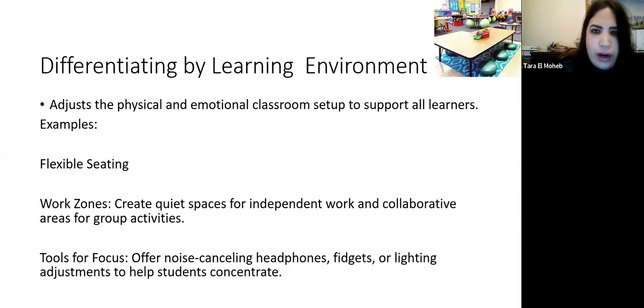Differentiate by learning environment. Adjust the physical and emotional classroom setup to support all learners. So we should make the physical as well as the emotional, because we cannot focus only on the physical and forget the emotions, because both of them are very important for students to be more motivated to attend the class. Flexible seating work zones create quiet spaces for independent work and collaborative areas for group activities.